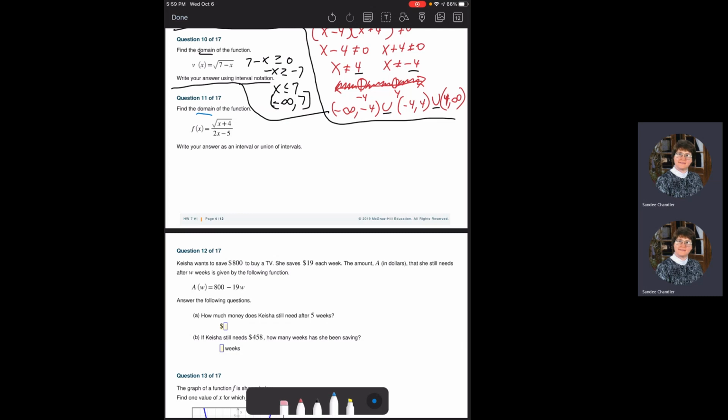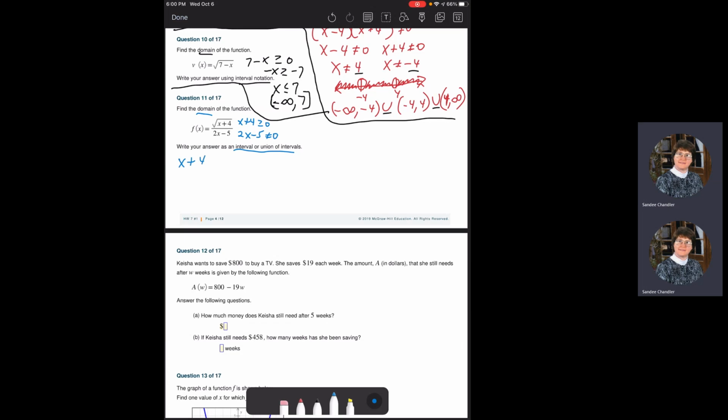So the next one is also find the domain. Write the answer as a union or an interval of unions. We have 2 problems in this one. It says f of x equals, the numerator is the square root of x plus 4, and the denominator is 2x minus 5. The numerator, we just learned that the x plus 4 has to be greater than or equal to 0. And from above, we learned that the denominator, 2x minus 5, cannot be 0. So we have 2 things to solve out here.